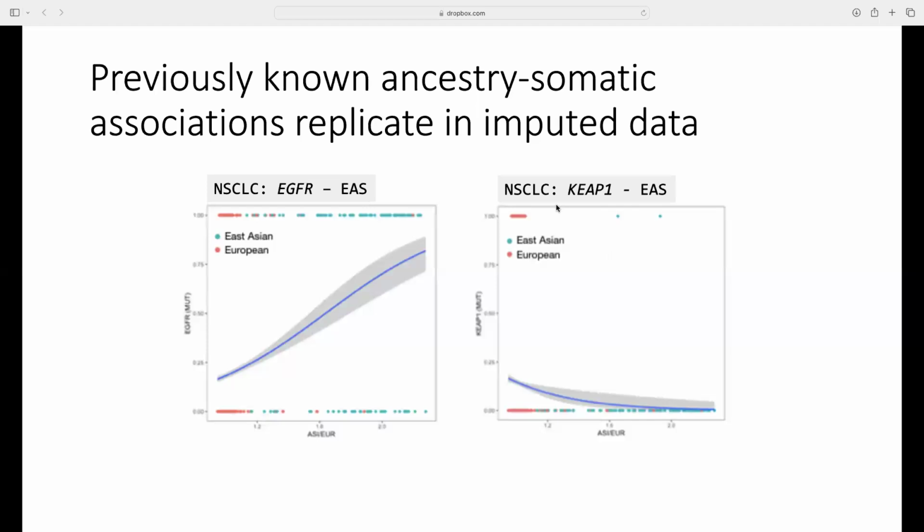And we see similar examples for other driver mutations. Again, here we're just replicating findings that were previously observed in the literature, but this KEAP1 driver, we see at a much lower frequency in individuals with East Asian ancestry than with European ancestry.